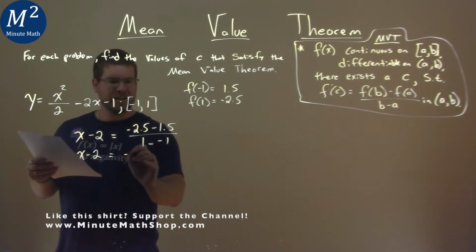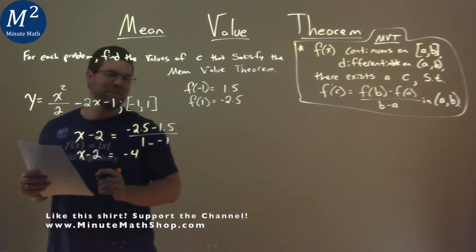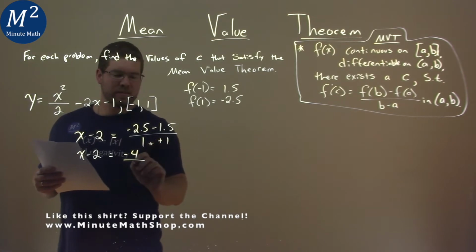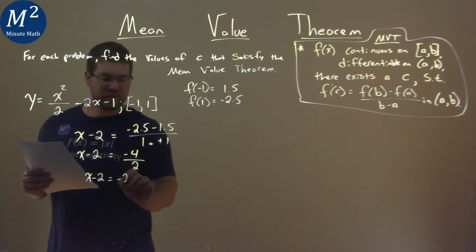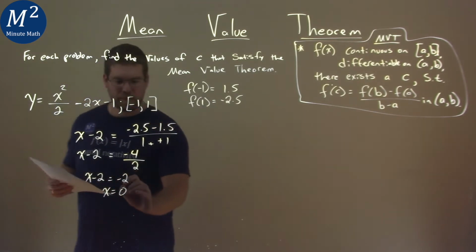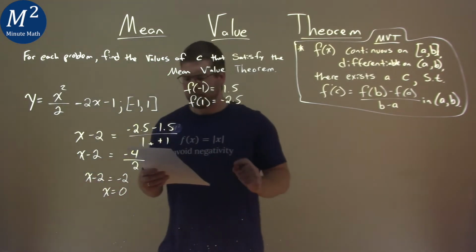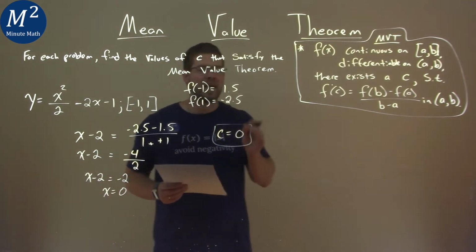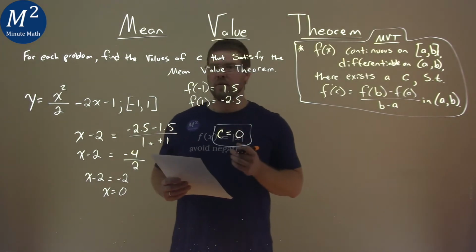X minus 2 here, simplify the right hand side, and -2.5 minus 1.5 is -4. I can't add, I almost said 3.5 there. -4 over 1 minus a negative, plus a 2. So x minus 2 equals -2 here. Add 2 to both sides, and x equals 0. And 0 is within the interval from -1 to 1, and so our c value is equal to 0. And that c value equal to 0 is the c value that satisfies the mean value theorem.